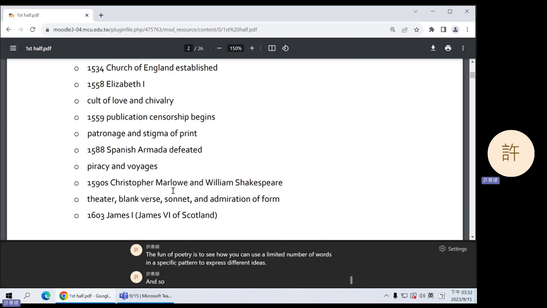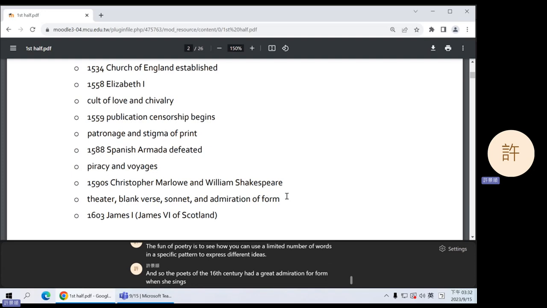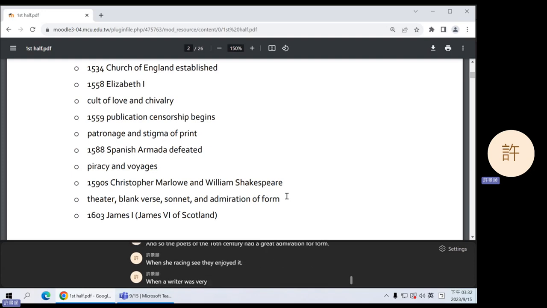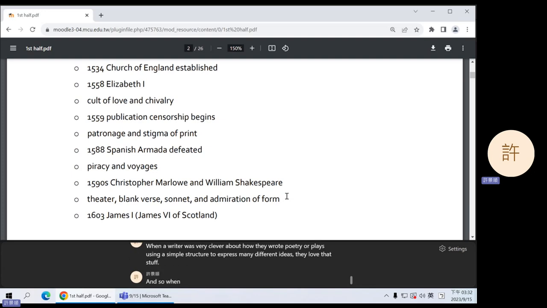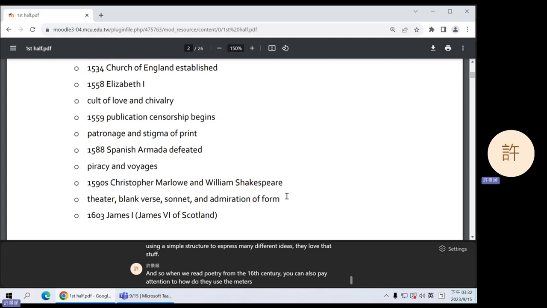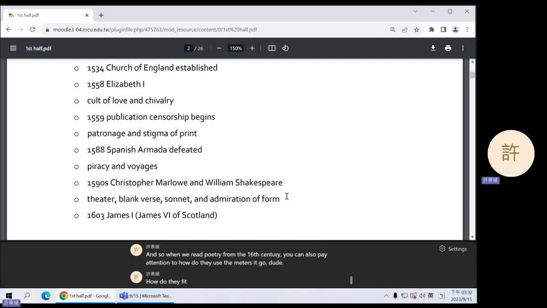And so the poets of the 16th century had a great admiration for form, 文学形式. They enjoyed it when a writer was very clever about how they wrote poetry or plays, using a simple structure to express many different ideas. They love that stuff. And so when we read poetry from the 16th century, you can also pay attention to how they use the meter, 这个律. How do they fit ideas in or spread ideas around the poem?